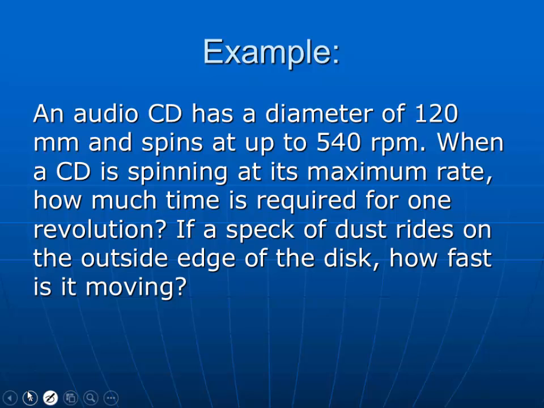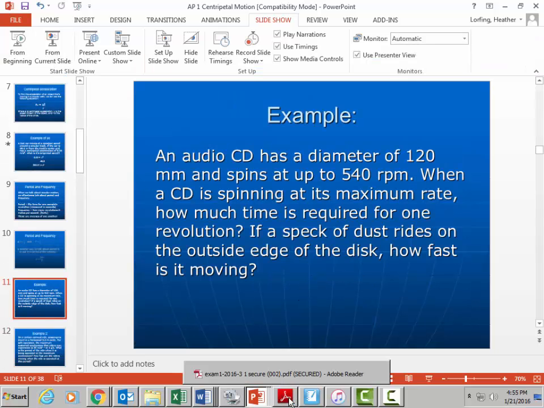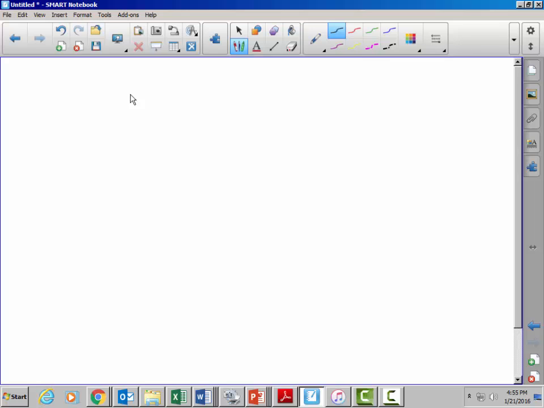All right, so here is another example, and I'm going to go to my whiteboard to do this one because there's not much room here. We had an audio CD with a diameter of 120 millimeters. Let's go ahead and convert that because we should know by now that we're probably going to have to. That's 0.12 meters.